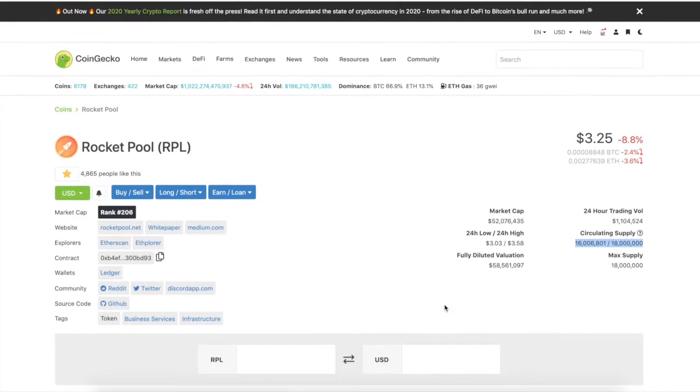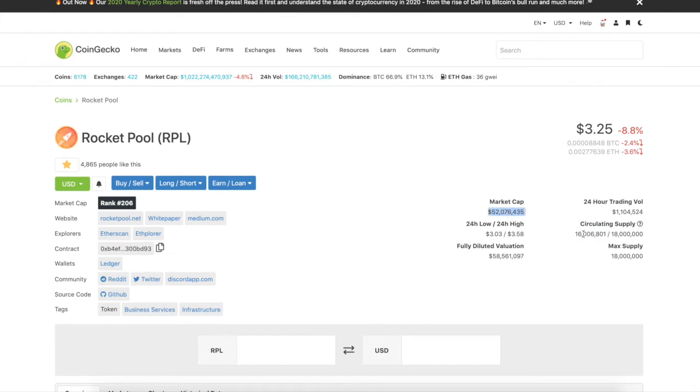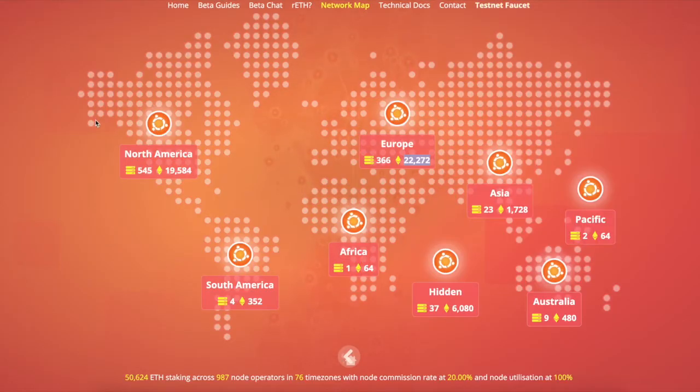But anyways, Rocketpool has a market cap of 52 million, a circulating supply of 16 million, and a max supply of 18 million. In my opinion, I think they're getting this market cap from what's staked on the network. So here's currently what's staked on the network. They've got about 60 million worth of Ethereum on this protocol right now. You guys can verify that yourself. You can even go on to the Ethereum contracts and see that yourself.